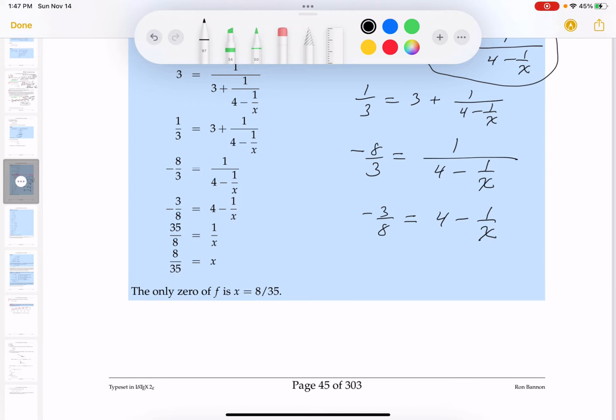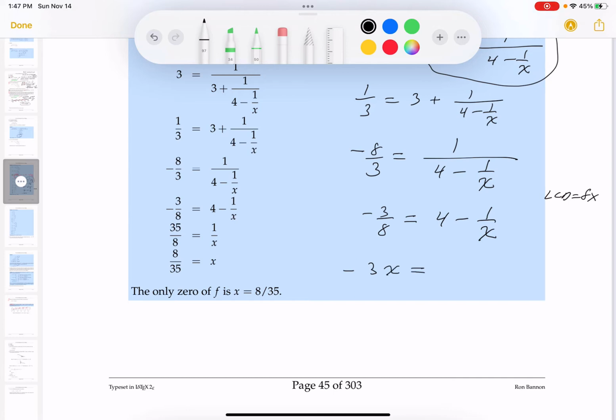Now I'm going to subtract 4 from both sides. You know what? Let's try something different. Let's multiply both sides by 8x. The LCD is 8x, by the way. And what do you get? You would get -3x.